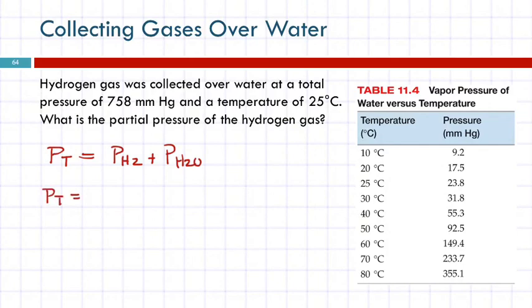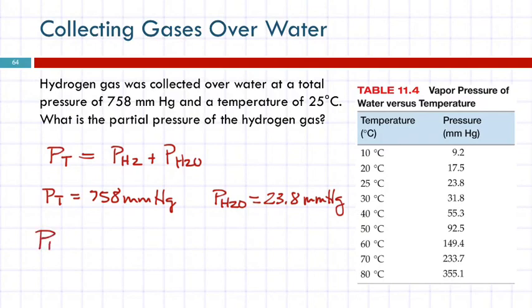We are told that the total pressure is 758 millimeters of mercury, and that the temperature is 25. They don't give us the partial pressure of the water, but we can look it up. So we go to a table. Here's 25, how convenient, and 23.8, that's the pressure of water vapor. It's called the vapor pressure. So the partial pressure of water is 23.8. Units are really important. That's millimeters of mercury. You can't subtract millimeters from inches. These are agreeing. They're both millimeters, so that's okay.